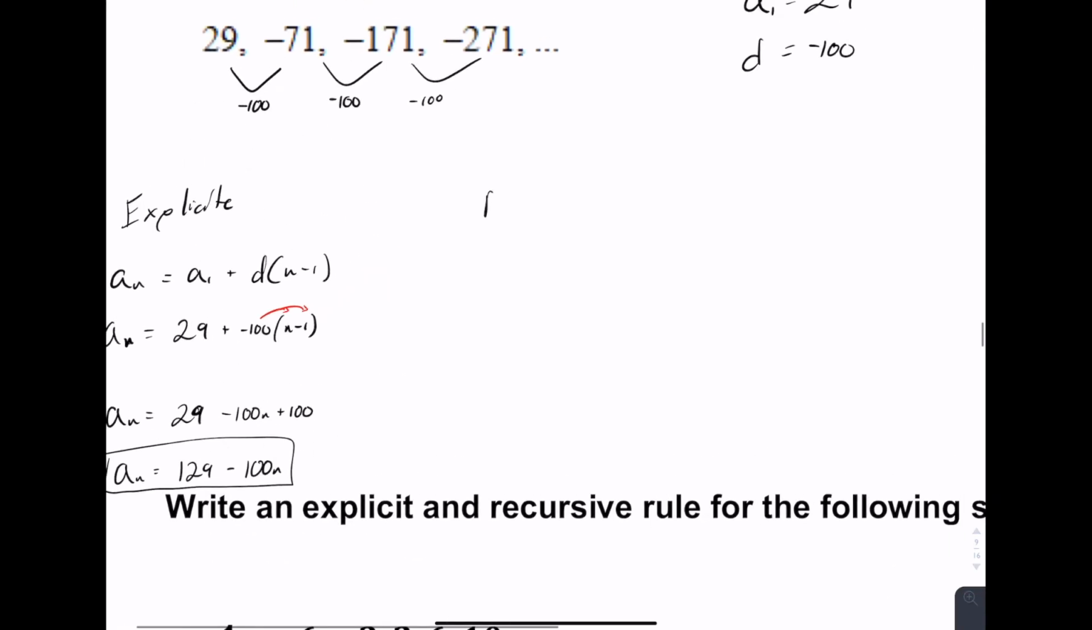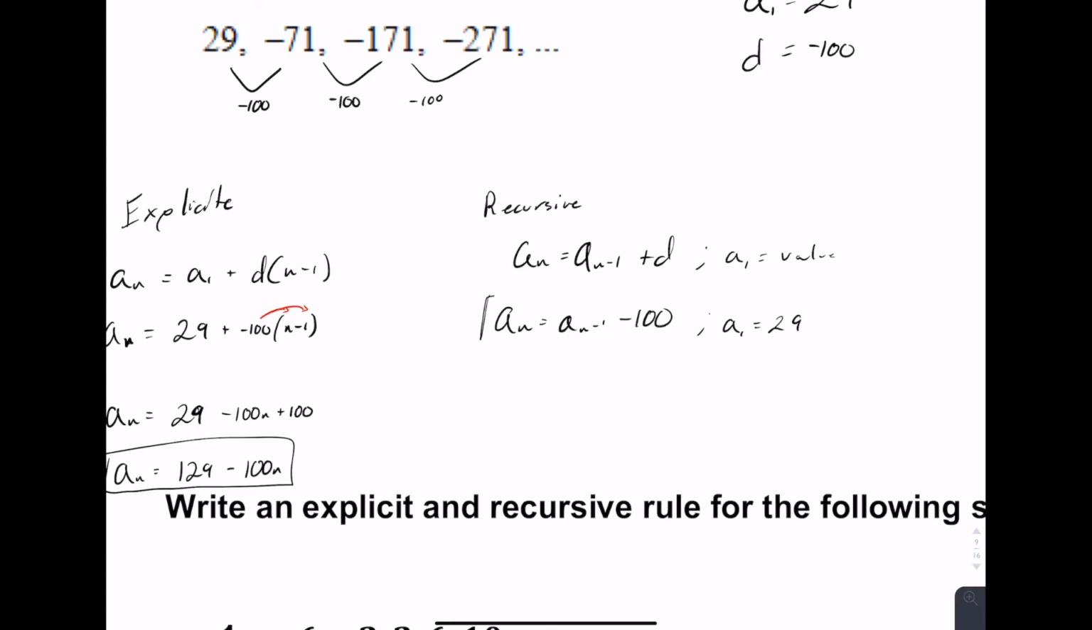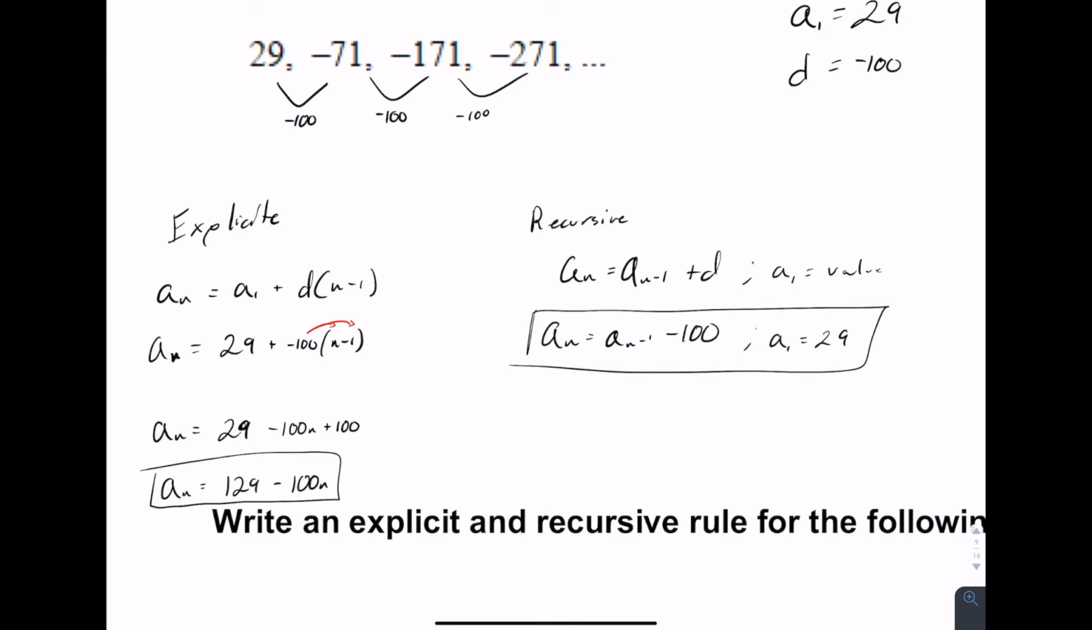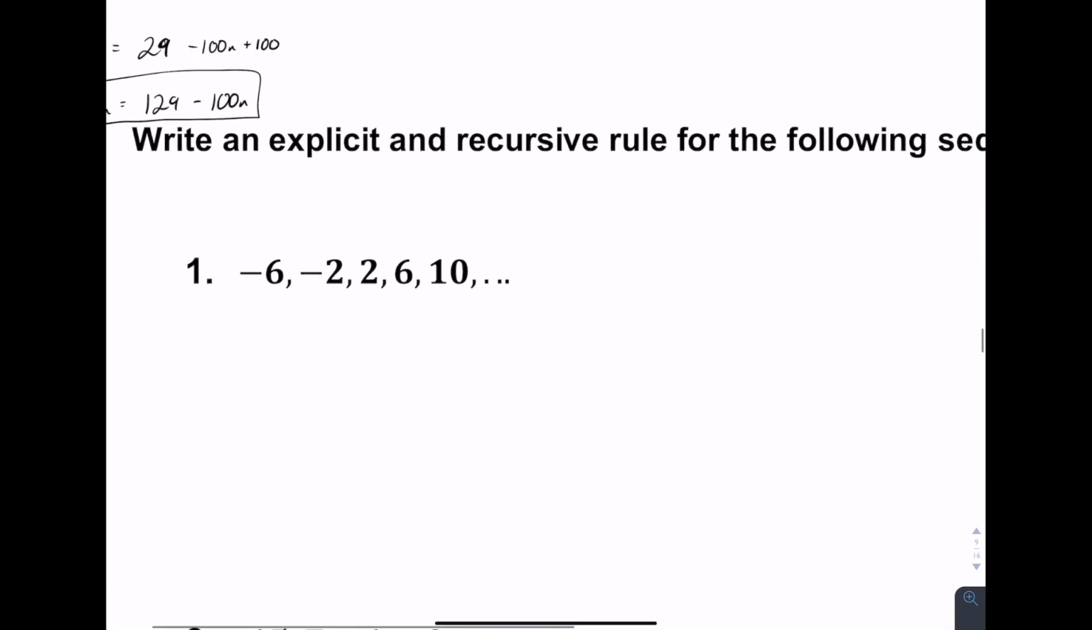Now for recursive, that one's a little bit easier to build because the rule is AN equals AN minus 1 plus D, and then you just have to say that A1 equals a value. Well, we have those values. So it says AN equals AN minus 1 plus negative 100, so it'd be minus 100 because that's what D is. And then you just have to say that A1 equals 29. So recursive formulas are a lot easier to build, but explicit formulas are a lot easier to use, okay? So let's just remember that. Now let's do some examples.